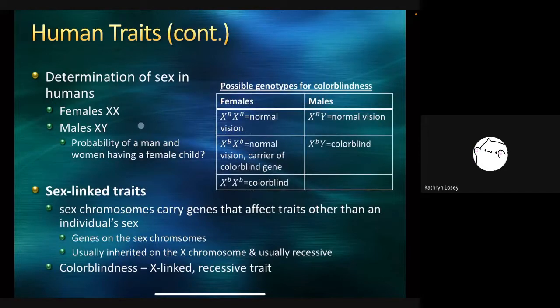All right, so determination of sex in humans. Females are always 2 X chromosomes, males are always an X and a Y. So, the probability of a man and a woman having a female child.